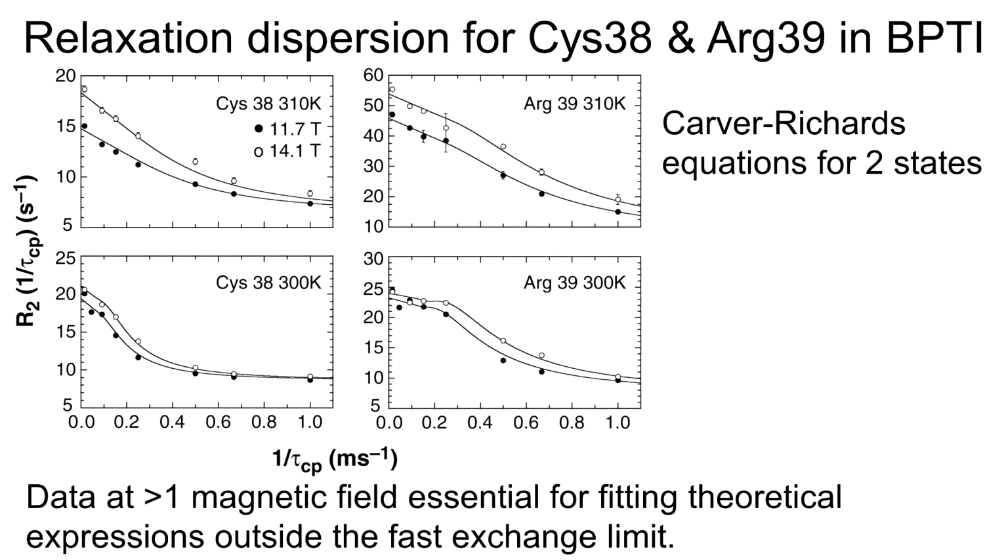The measurements were made at 2 magnetic fields. This turns out, as we'll discuss more in a future lecture, to be very important in the data analysis, that we have data at least 2 magnetic fields. And the solid lines are fits to the Carver-Richards equation for 2-state jumps.